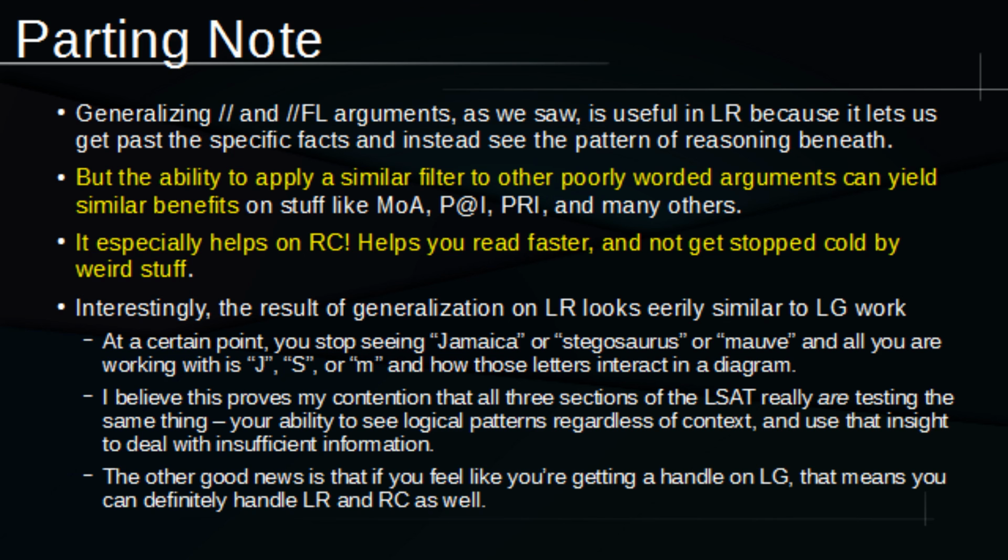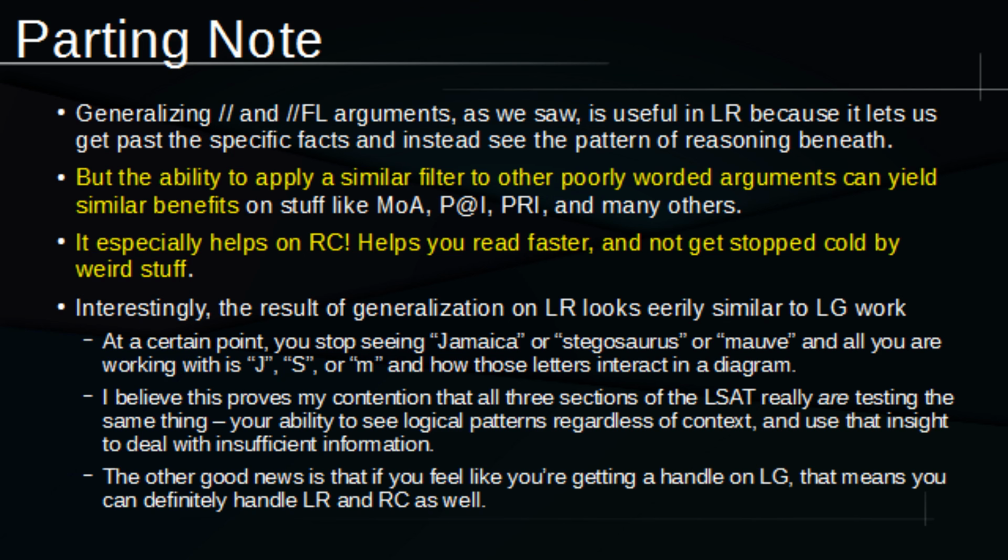The last thing that I want to note, aside from the broader applicability of this generalization skill to all of LR and a lot of RC, is that if you look at it, interestingly, the result of generalization on LR looks eerily similar to work you do in the LG section. At a certain point in LG, you stop seeing stuff like Jamaica or Stegosaurus or Mauve. And Mauve is a color, for those of you unfamiliar. It's from a relatively difficult game, which I demonstrated in a different video in my LR series.